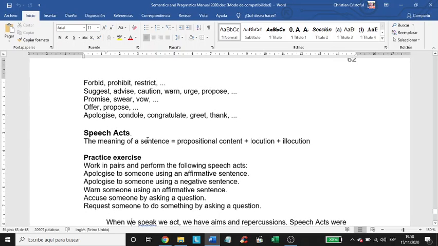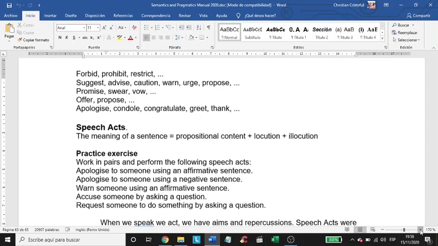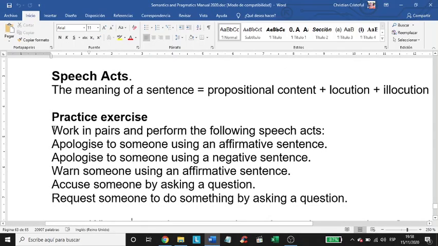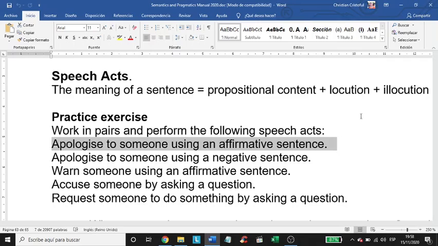Practice exercise. Work in pairs. We cannot do this in an online setting, but let's try. It says, apologize to someone using an affirmative sentence. How would you say that? Think for a minute. I'll give you 3 seconds. One. Very good. So, apologizing to someone using an affirmative sentence: I am sorry. I apologize.